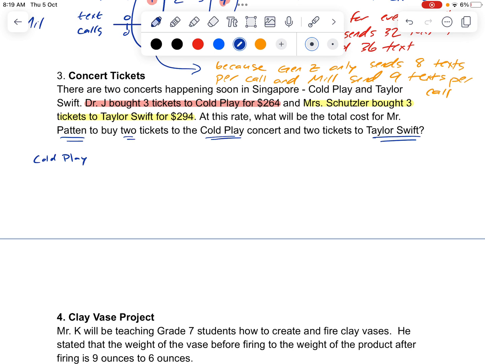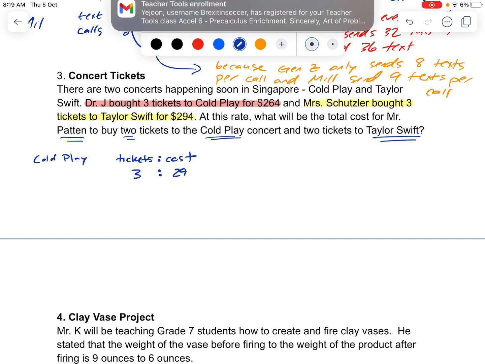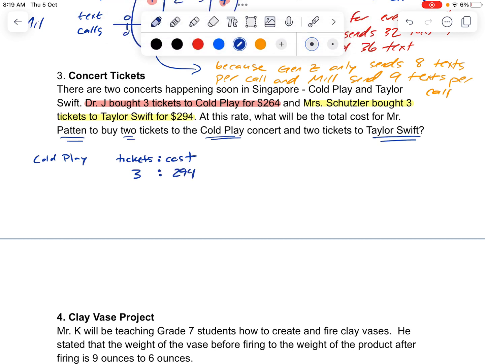I'm going to use the ratio of tickets to the cost. This is kind of like a table without actually drawing the lines, but it's just a different way to show your thinking. So I got 3 tickets and it cost me $294. And I'm going to try to figure out what 1 ticket costs.